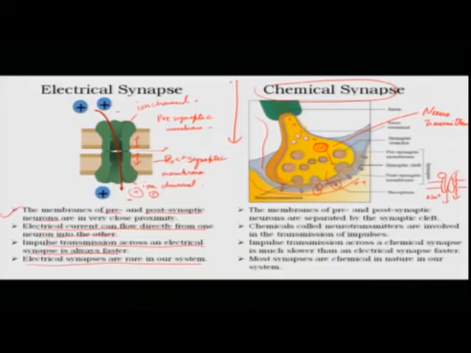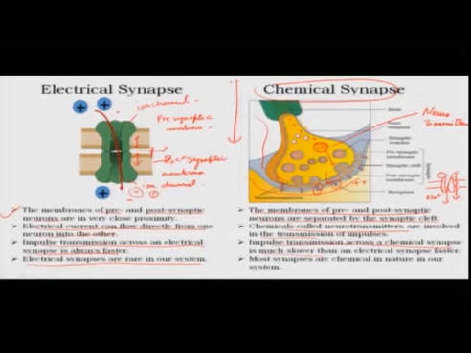So, if you compare a chemical synapse to an electrical one, you will see that the membranes of the pre and postsynaptic neurons are separated by a synaptic cleft, which was almost non-existent in the case of an electrical synapse. The chemicals such as neurotransmitters are involved, which are not involved in the case of an electrical synapse. Impulse transmission across a chemical synapse is much slower.